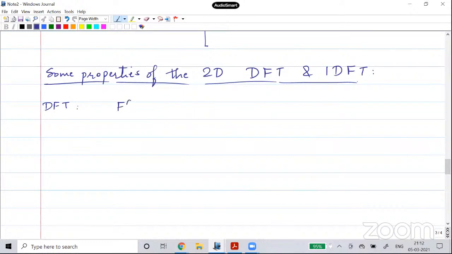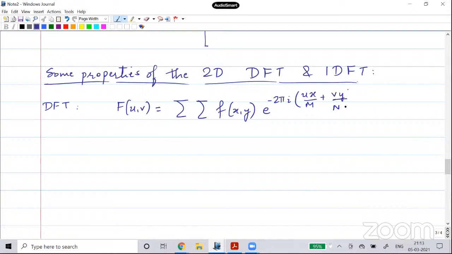So let me just remind you, in two dimensions, the discrete Fourier transform has this formula: F(u, v) equals the sum of f(x, y) e raised to minus 2 pi i times (ux over m plus vy over n), where x and y vary from 0 to m minus 1 and 0 to n minus 1 respectively.